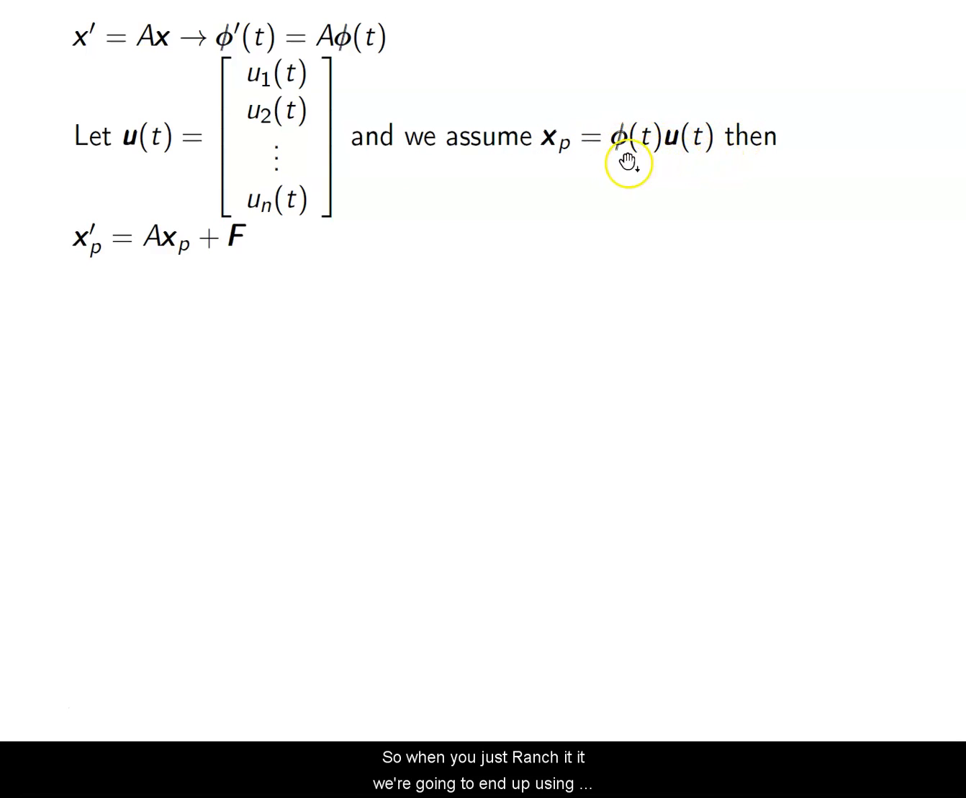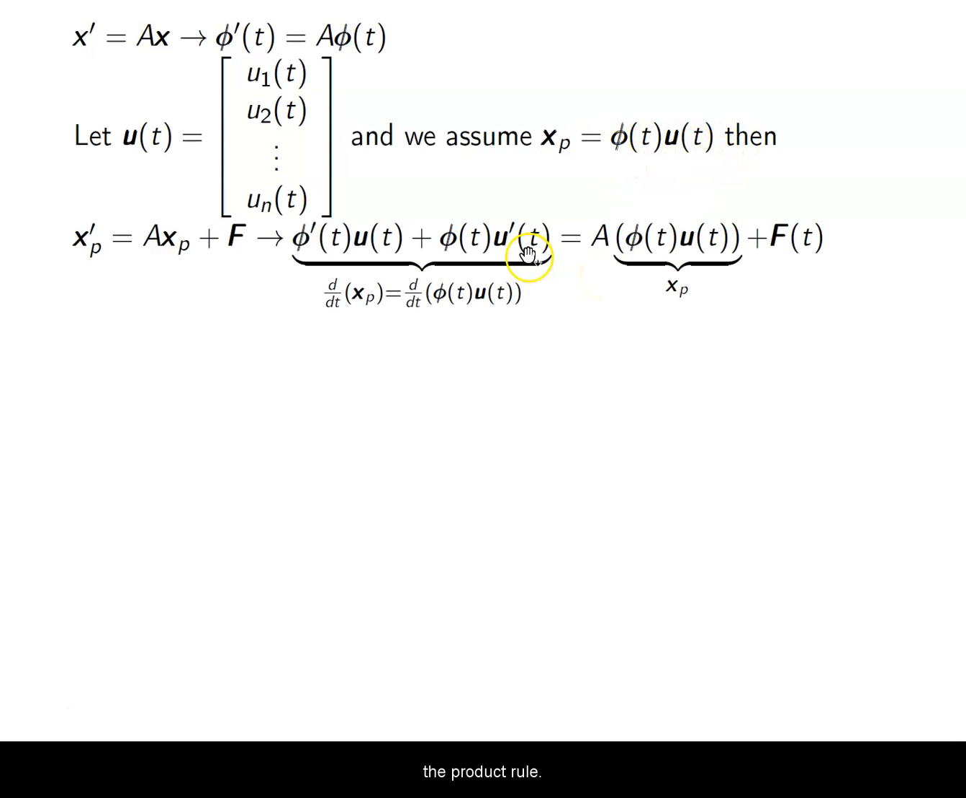And then we are also going to plug it in to this right hand side. So both of these are functions of t. So when you differentiate it, we're going to end up using the product rule, right? So here the derivative with respect to t of xp is going to be equal to the derivative with respect to t of the right hand side. So that derivative here is a product of functions. That's the product rule. Phi prime times u plus phi times u prime, right? That's the particular solution vector being differentiated with respect to t.